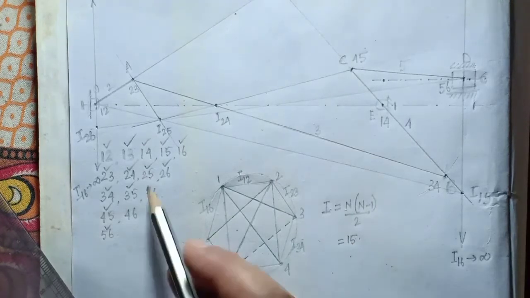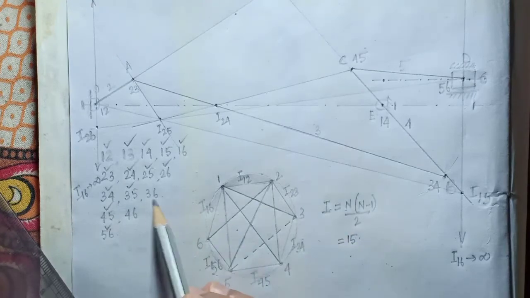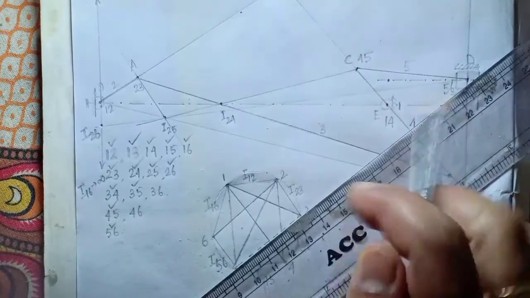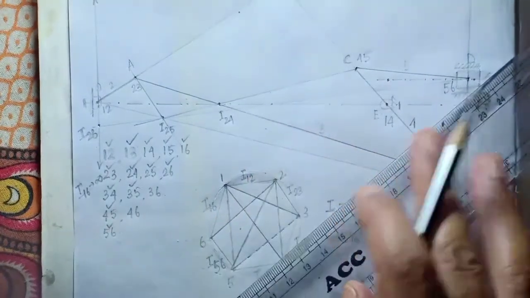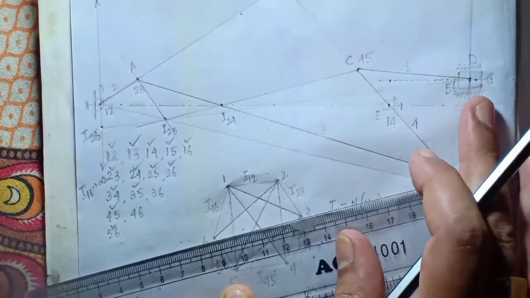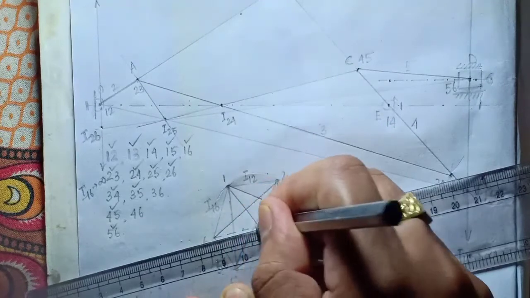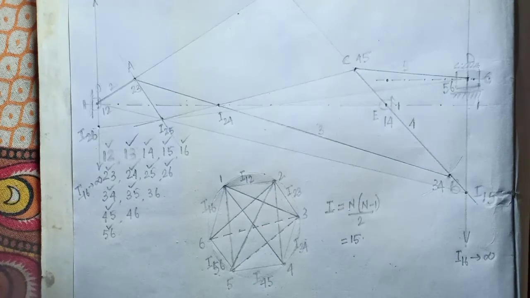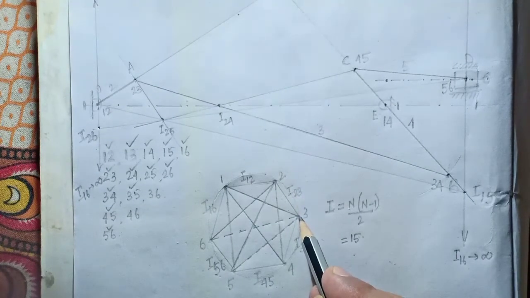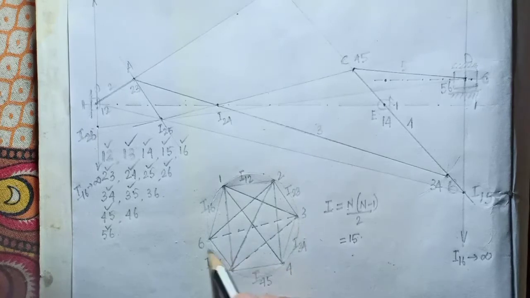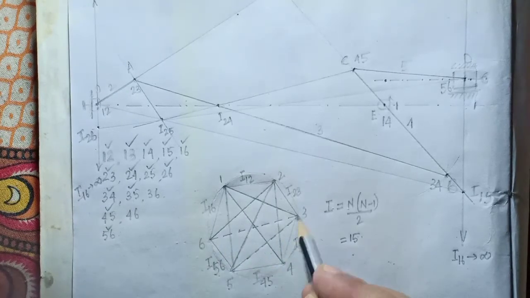Okay, then I36. So 35 will be known to us. Then 36, it is 3 to 6. Now to move from 3 to 6, we have one path in the clockwise direction, that is 3 to 5, 5 to 6. We cannot choose 3 to 4, 4 to 6, because 4 to 6 is still unknown. So 3 to 5, 5 to 6.